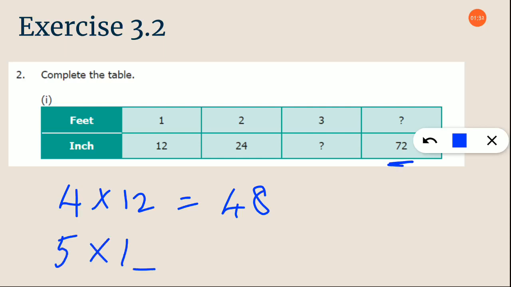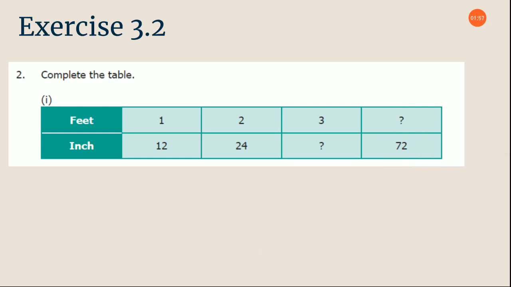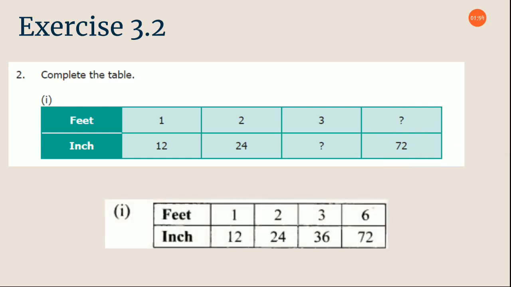So 5 feet into 12 is equal to 60. Okay, now let us check with 6 feet. It will give us 72. So when it is 6 feet, the inches is 72. So the answer here is 6. Is it clear? This is how you have to tabulate and write the answer.